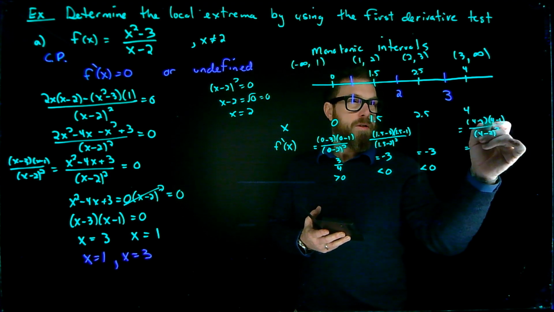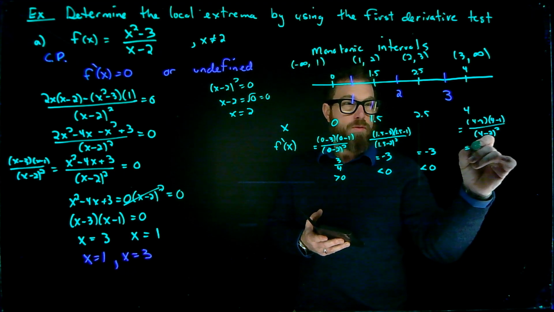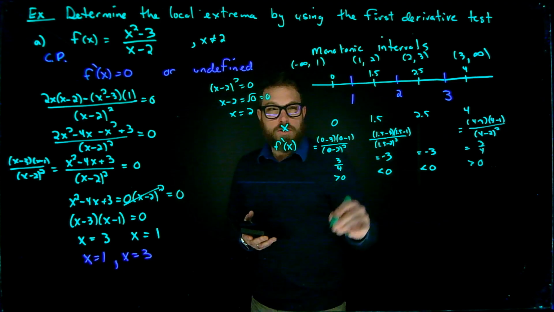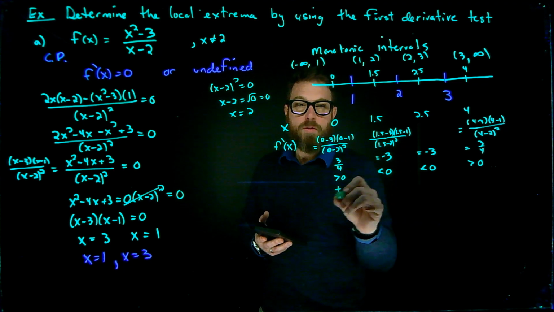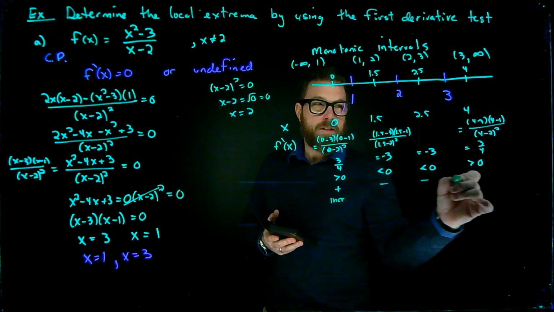1 times 3 is 3 divided by 2 squared. Gives us 3/4 as well, which is greater than 0. All right, so this is positive, therefore it's increasing. This is negative, this is negative, this is positive.